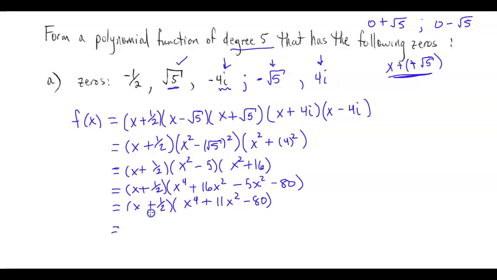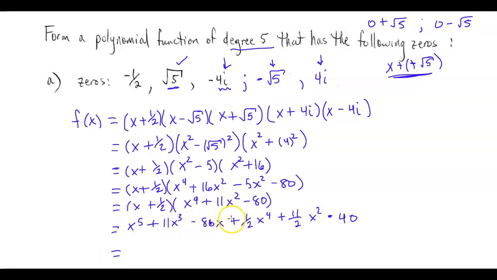So we'll run through and multiply everything by x first. So x times x to the 4th is x to the 5th, plus the next is 11x cubed, minus 80x. And then we'll run through again and multiply everything by 1/2. So this will be plus 1/2 x to the 4th plus 11/2 x squared plus 1/2 times a negative 80, which is negative 40.